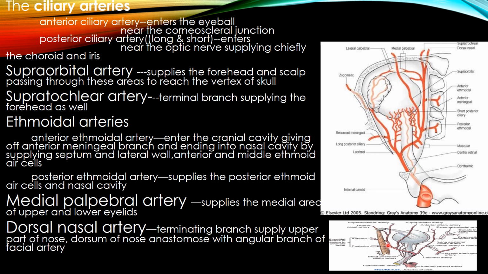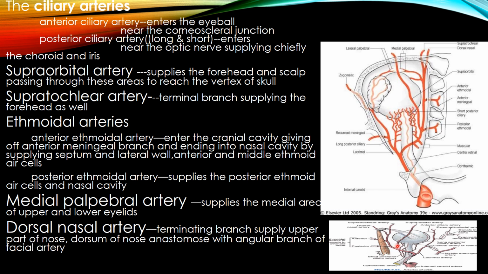Ethmoidal arteries: we have the anterior ethmoidal artery and the posterior ethmoidal artery. The anterior ethmoidal artery enters the cranial cavity, giving off the anterior meningeal branch and ending in the nasal cavity by supplying the anterior and middle ethmoidal air cells, the septum and the lateral wall, while the posterior ethmoidal artery supplies the posterior ethmoidal air cells and the nasal cavity.